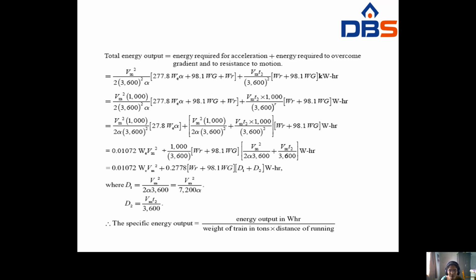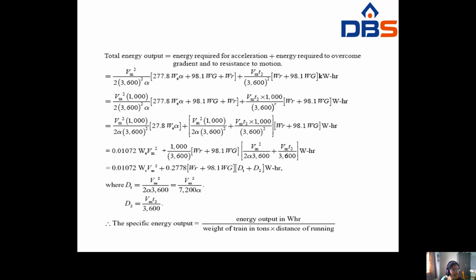Whenever you have to find the total energy output, from that you have to find the specific energy output. So what is the formula for specific energy output? Energy output in watt hours divided by the weight of the train in tons times the distance of running. So to find the specific energy output, you first have to find the total energy output. The total energy output is equal to the energy required for acceleration plus the energy required to overcome gradient and resistance to motion. So what are the formulas you have to use?